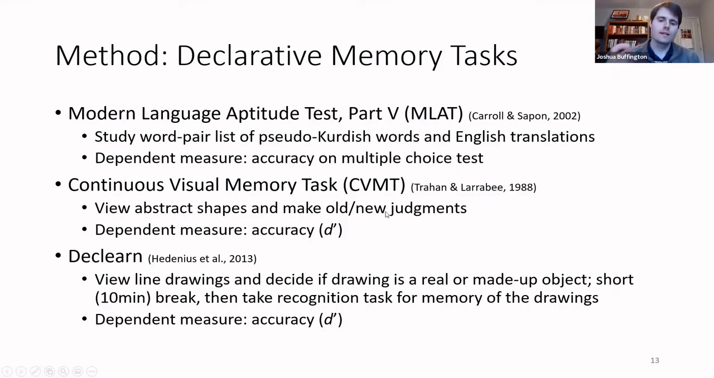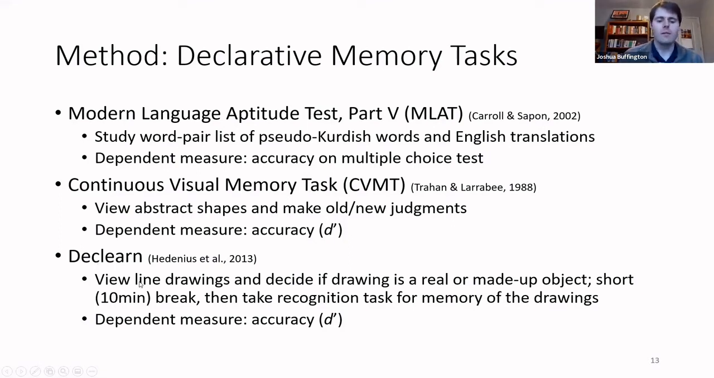In other words, recognition judgments as to whether they had seen the shape previously in the task or if the shape was new. For this measure, for a dependent measure, we looked at accuracy, more specifically D prime, which is a common measure from signal detection theory that's often used in recognition memory paradigms. The last task of declarative memory was the DECLearn.